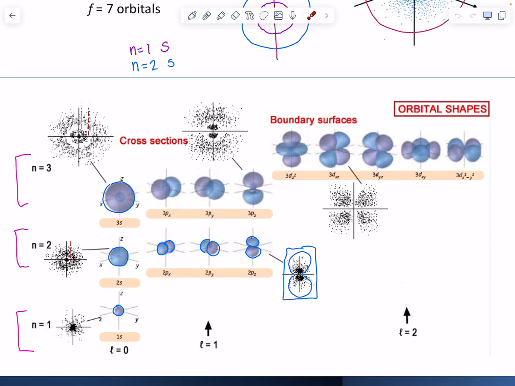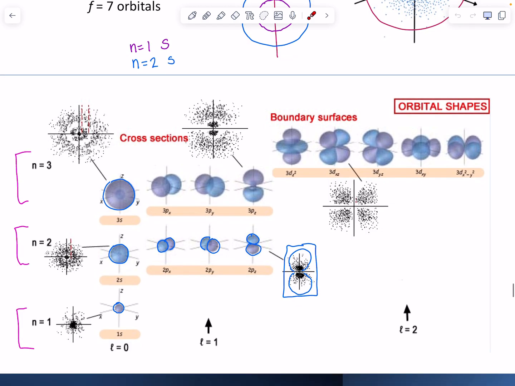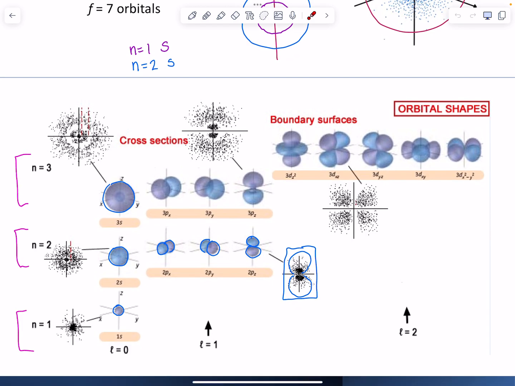And we have 4 basic shapes that, when combined at different energy levels, get a little wackier and wackier. But our 4 basic shapes are given letters to designate them. So we have s, which is just a sphere centered around the nucleus. And so the s orbital, at different n energy levels, gets bigger and bigger. So that sphere gets bigger and bigger the greater your n value.